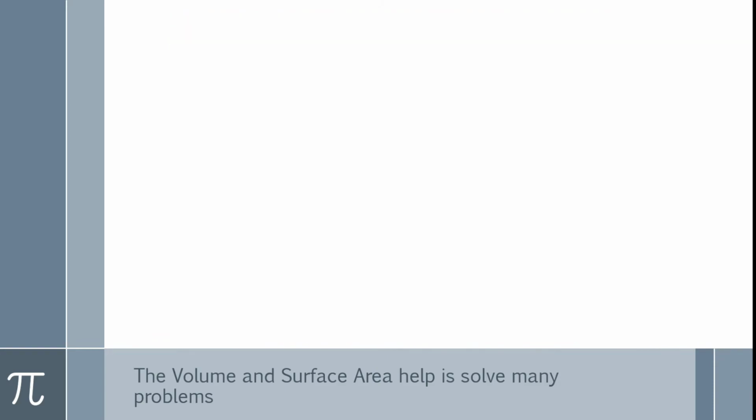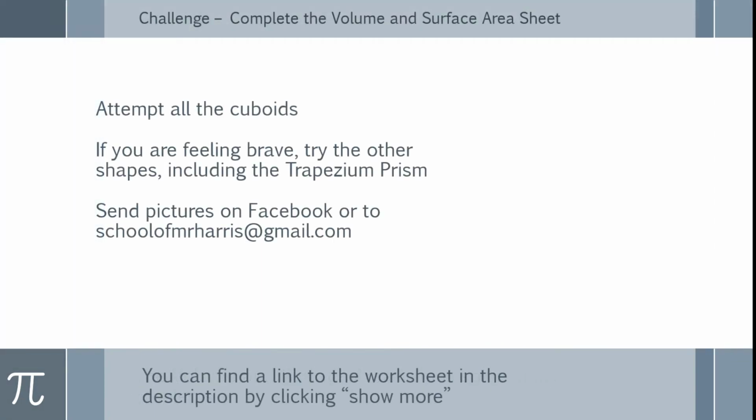Well, you have a challenge. You have a volume and surface area sheet that a very, very kind lady has helped me fix because I didn't do it properly. I would love it if you could attempt all the cuboids. If you're feeling brave, try the other shapes. The Trapezium Prism is hard. Especially year 8s and 9s should be able to have a go at that.